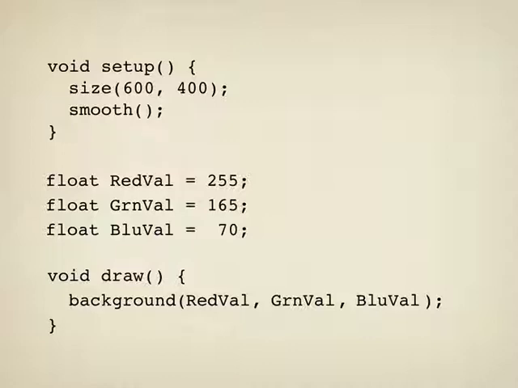Now that we have global variables, we can use them to remember values over time, from one frame to the next. We'll see how in part 2.